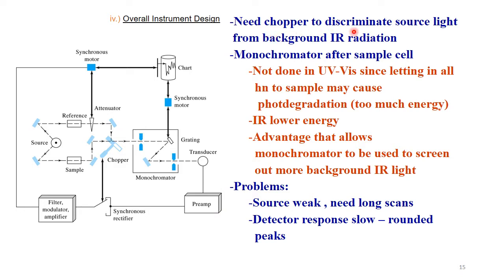Need a chopper to discriminate source light from background infrared radiation. The monochromator is placed after the sample cell. This is not done in UV-visible, since letting all the light into the sample may cause photodegradation, too much energy, but IR is lower energy. The advantage is that it allows the monochromator to be used to screen out more background IR light. The problems include a weak source, the need for long scans, and slow detector response, giving rounded peaks.